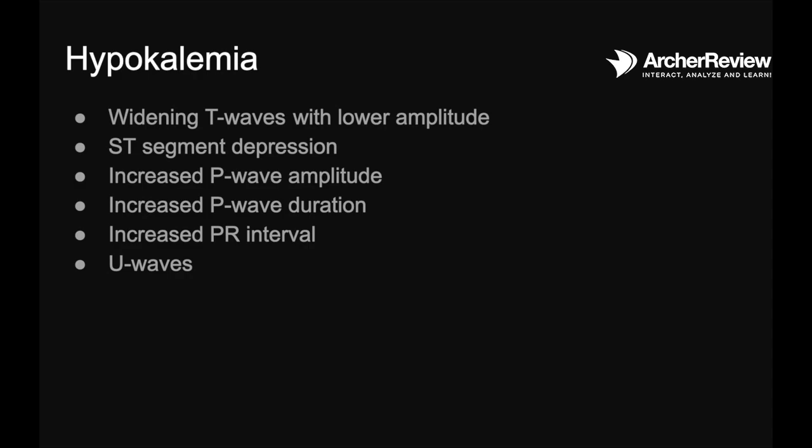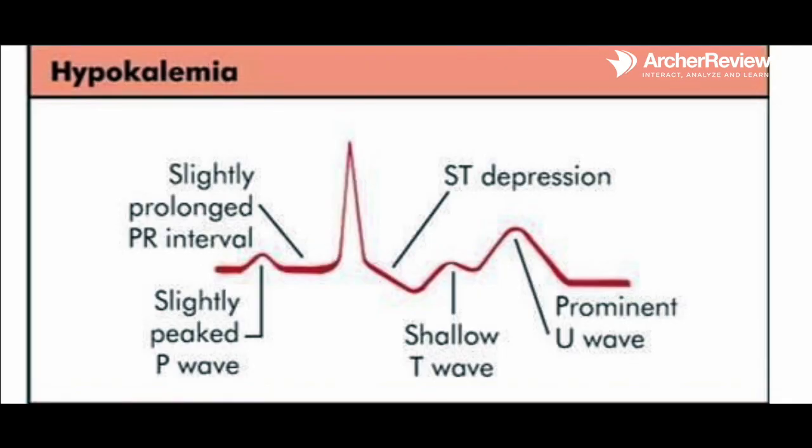Let's take a look at what all of this looks like on an EKG. Here we go. So you have the slightly prolonged PR interval here, and that comes after, it says slightly peaked T wave. That is the opposite of what we saw with hyperkalemia. Remember, that was flattening out in the P wave. With hypokalemia, we're seeing a slightly peaked P wave, and then that PR interval is a little bit prolonged.